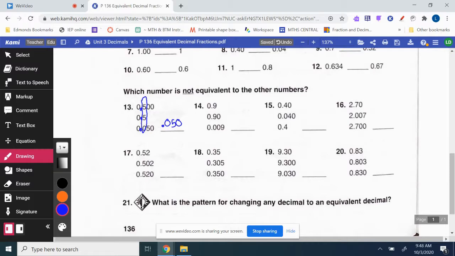Is not the same. So I'm going to show you one more time. They line up our decimals. Let's do number 20. They line up our decimals, which is really nice. And I can see that these 8s are the same. And then I come here and I see this one is not the same. So 83 hundredths is not the same as 803 thousandths. So I'm going to write that decimal right here.